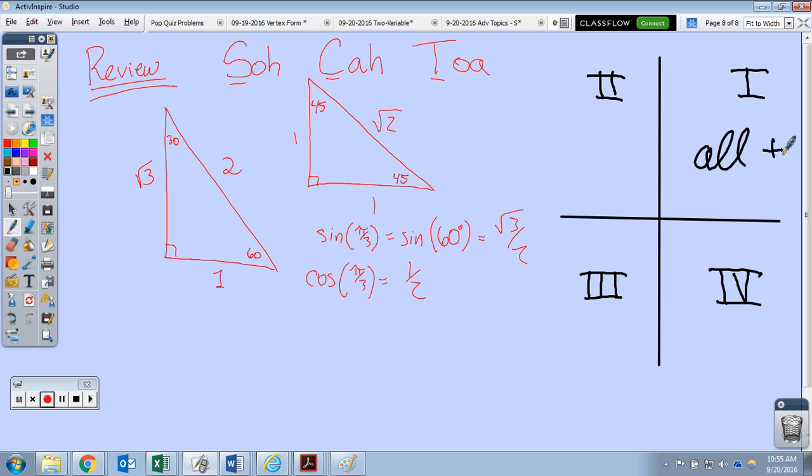The only ones that are positive in the second quadrant are sine and of course its reciprocal, cosecant. The ones that are positive in the third quadrant are tangent and its reciprocal cotangent. And then the last one, cosine and its reciprocal secant, are the only ones that are positive in the fourth quadrant.